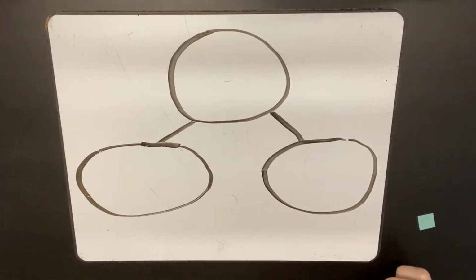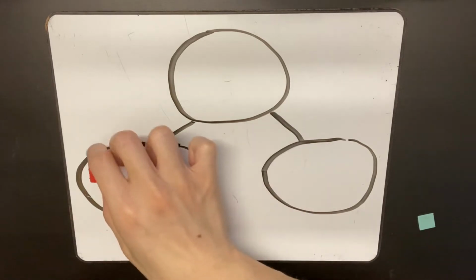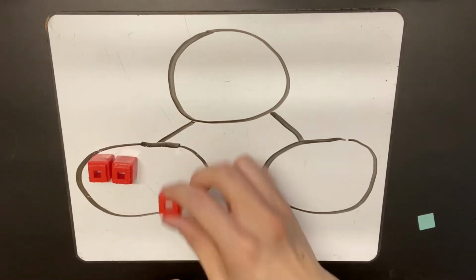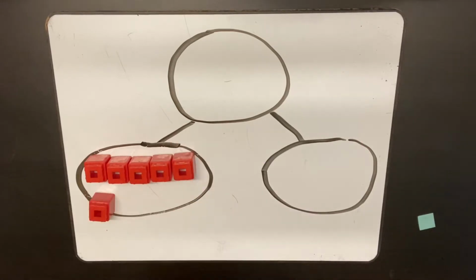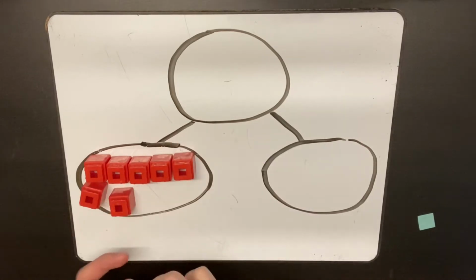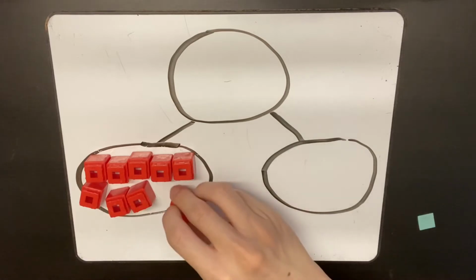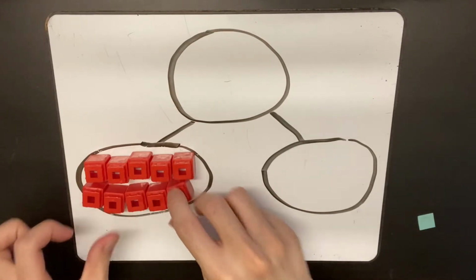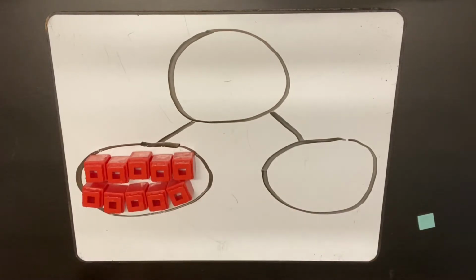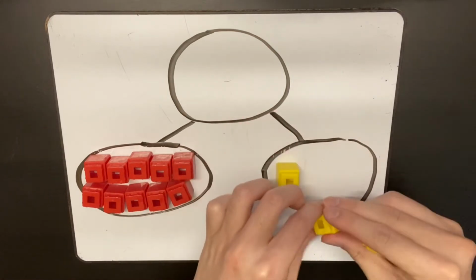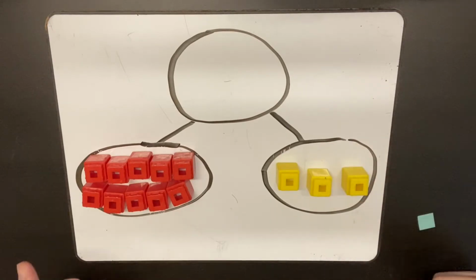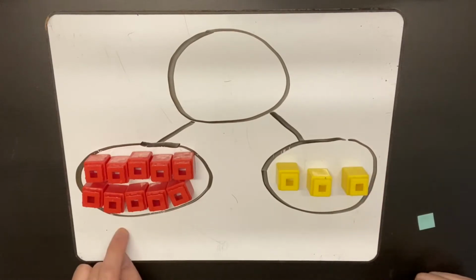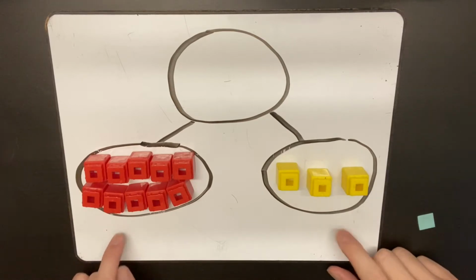into one part of our number bond. So I'm going to put 10 of them. 1, 2, 3, 4, 5, 6, 7, 8, 9, 10. And on the other part, I'm going to put 3 yellow cubes. 1, 2, 3. So on this side, I have 10 ones. And on this side, I have 3 ones.